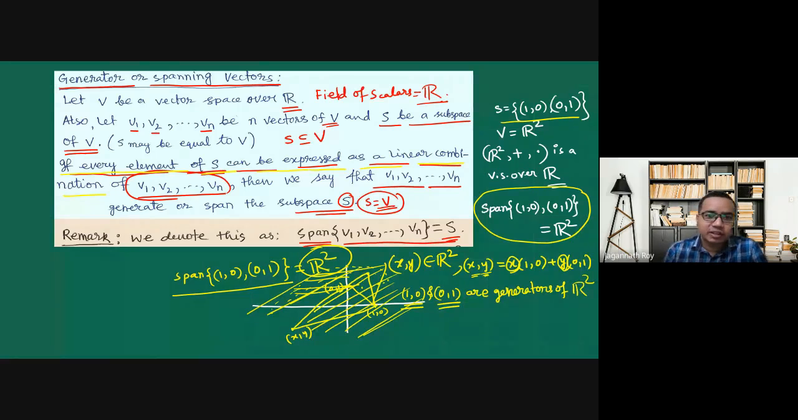Okay, similarly, now the question is, is it the only set that can span this whole space? Actually the answer is no. There may be more than one spanning set.